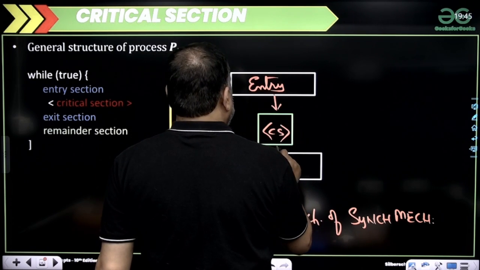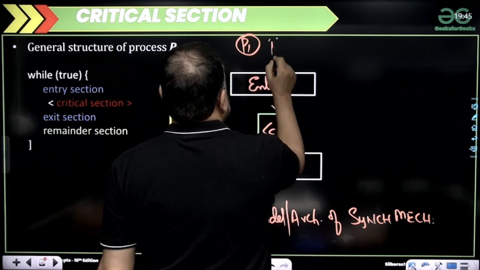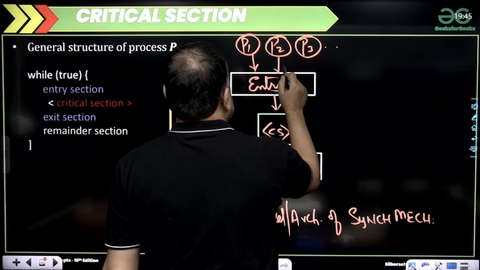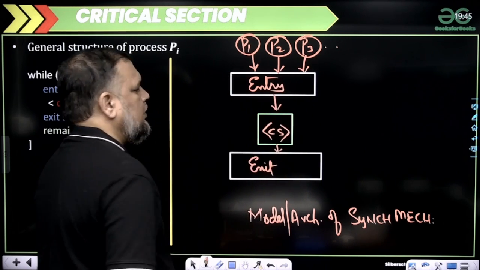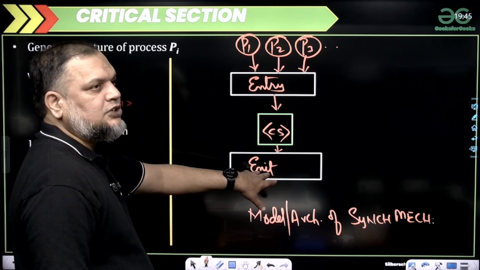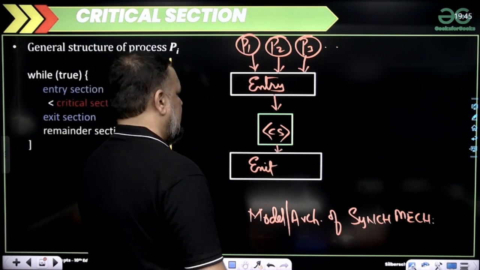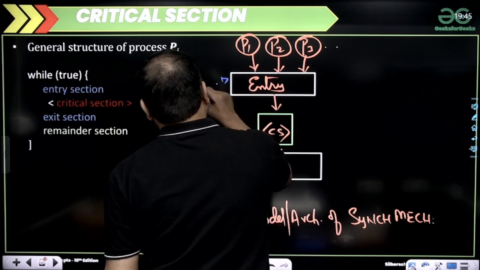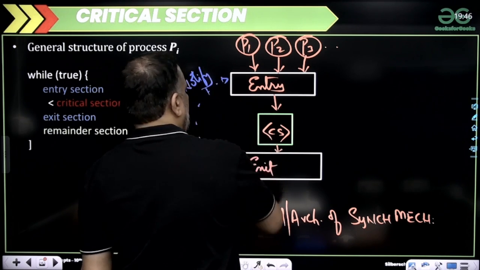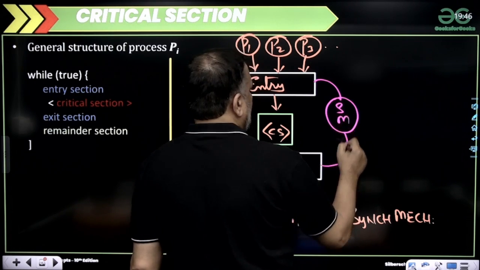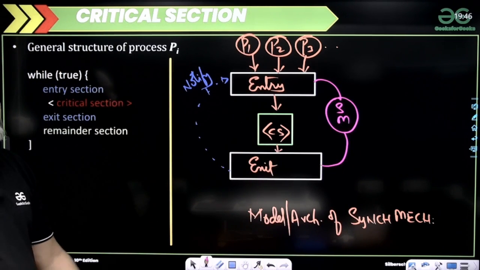So multiple processes may be contending to access the critical section, P1, P2, P3, and so on. Any number of processes are contending to access the critical section. The job of this entry section is to allow only one process to gain access to the critical section. And when the process comes out from the critical section, it will execute the exit section part to intimate that the critical section is over. So this exit section is to intimate, notify. It will send the notification signal that the critical section has become free. Together, this entry and exit define what is called the synchronization mechanism. Every synchronization mechanism will follow this order, this model, this architecture.